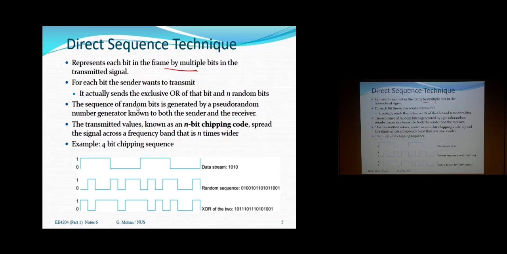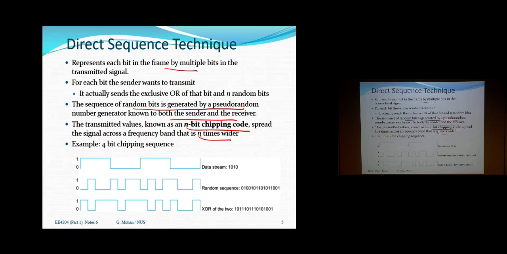A sequence of random bits is generated by a random number generator, because usually a random number generator is a pseudo random number generator, because for the given seed input the randomness is defined. But this is known only between the sender and receiver. The transmitted signal is a sequence of bits, and each sequence corresponds to one particular bit, the actual original bit. This is called an n-bit chipping code. It spreads across a frequency band n times wider. To put it in simpler terms, to transmit one bit, we transmit n bits. So instead of transmitting one bit, we transmit a sequence of 4 bits. So we say that the frequency band is 4 times wider.